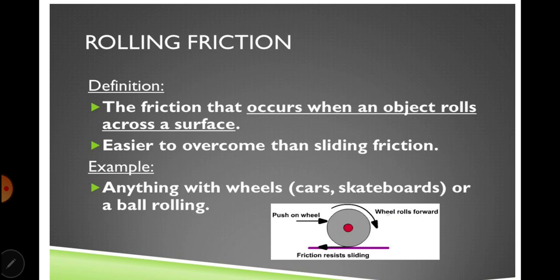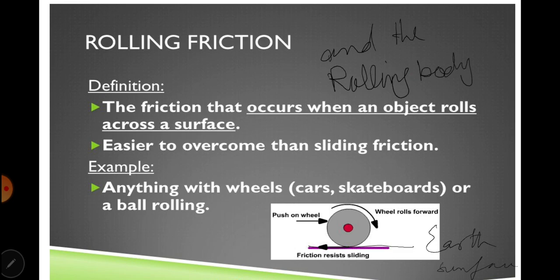Now rolling friction. The force of friction between the rolling body and the earth surface. The friction that occurs when an object rolls across a surface is easier to overcome than sliding friction. Anything with wheels or a ball rolling. If you look here, in rolling friction there is a single point of contact.